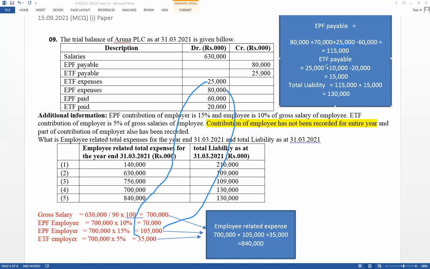The opening balance has been given as 25,000. And given paid value, those are the values paid in cash to the central bank.